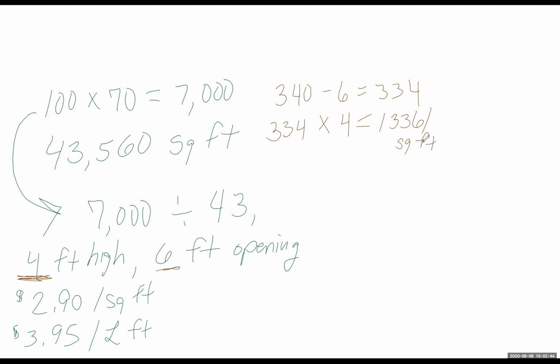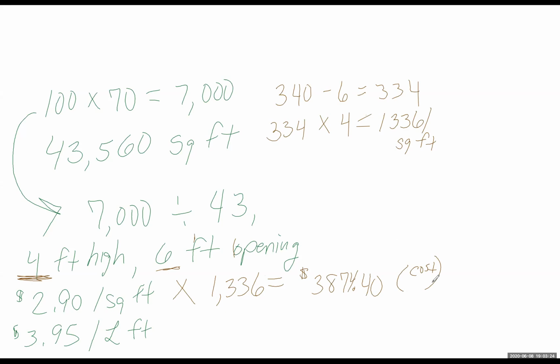Now, it's $2.90 of square feet of fence times 1,336 equals what? 3,874.40. 3,874, is that right? Yep. Is everybody with me on that? Who's got questions on that? So that's really the cost of the fence, which, believe it or not, is pretty cheap fence.